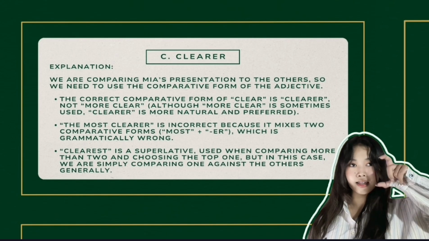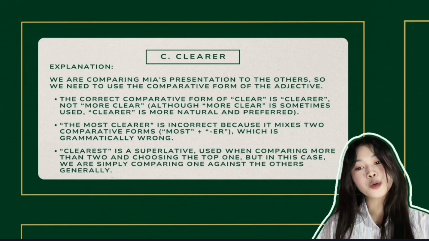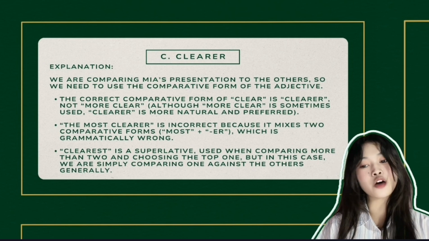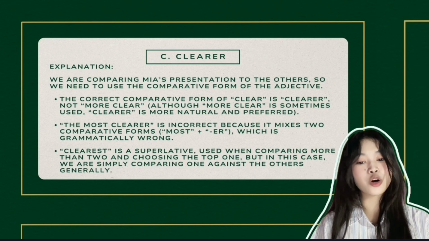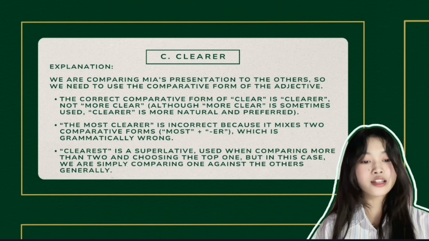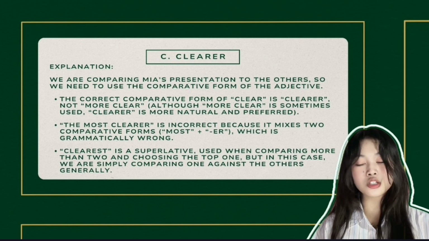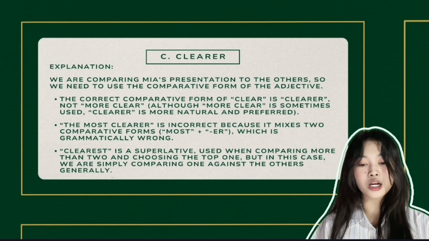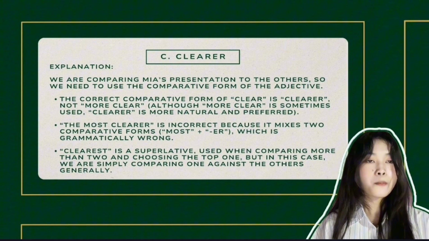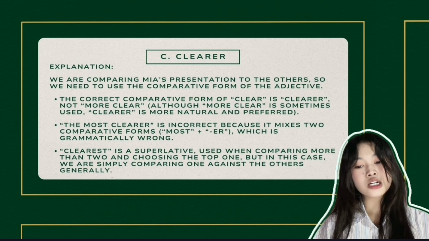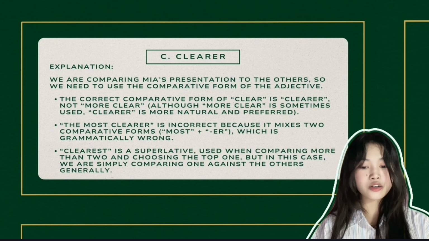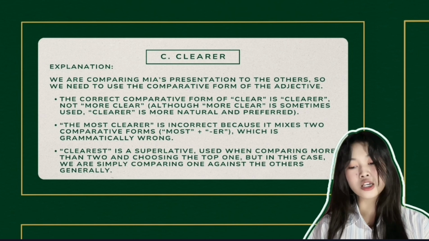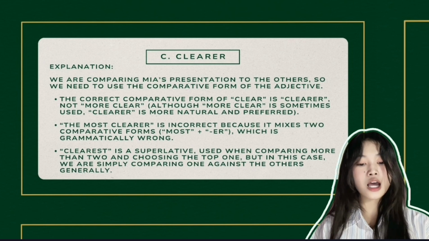The answer is C. Explanation. We are comparing Mia's presentation to the others, so we need to use the comparative form of the adjective. The correct comparative form of clear is clearer, not more clear. Although more clear is sometimes used, clearer is more natural and preferred. The most clearer is incorrect because it mixes two comparative forms, most plus er, which is grammatically wrong. Clearest is superlative, used when comparing more than two and choosing the top one, but in this case, we are simply comparing one against the others generally.